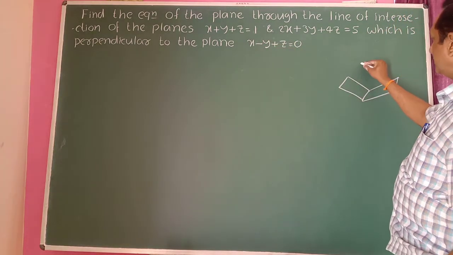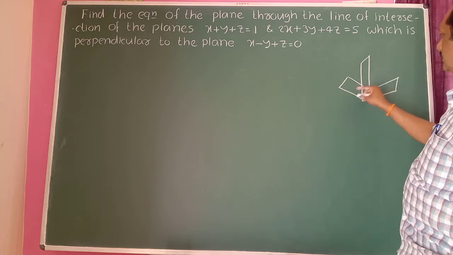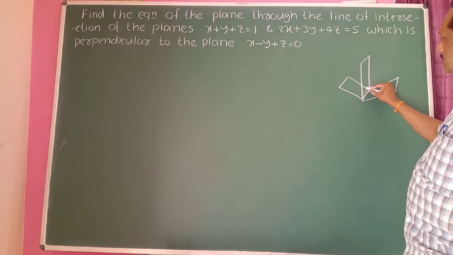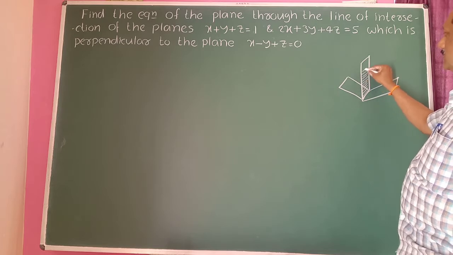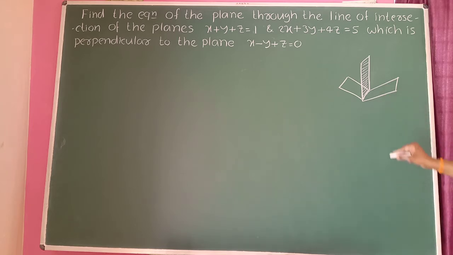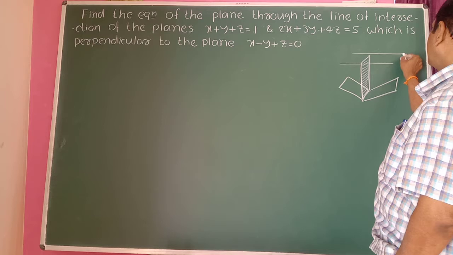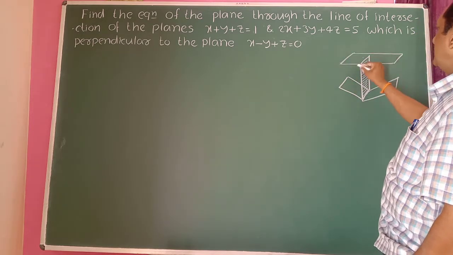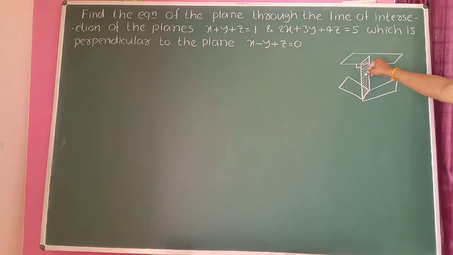And the third plane passing through the line of intersection of these two planes, means this is the line of intersection here. So this is the required plane. This plane passes through the line of intersection of these two planes and is perpendicular to one more plane, which is the third plane here. So this plane and this plane are perpendicular to each other. Then what is the equation of this plane?